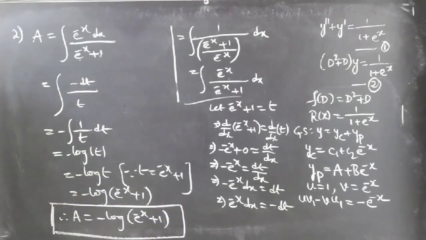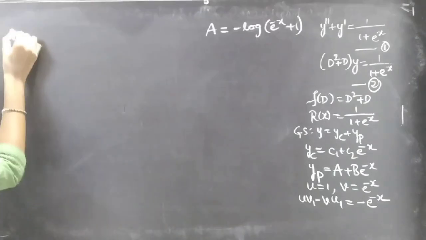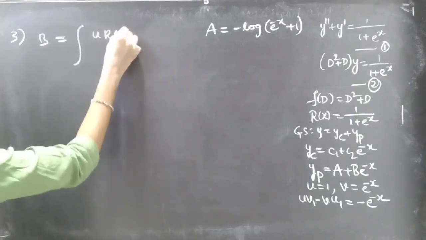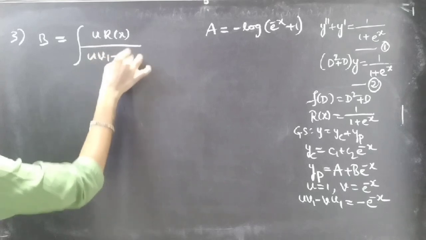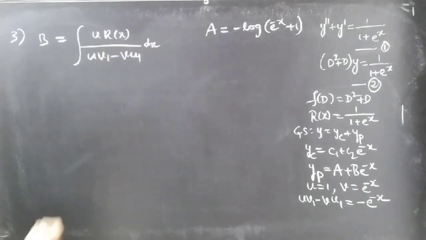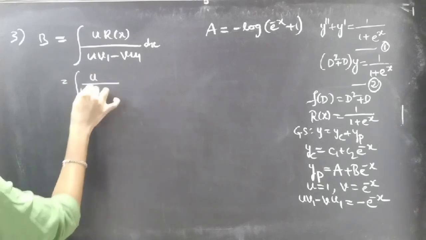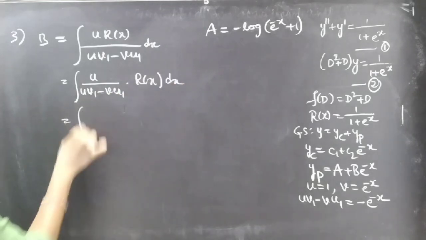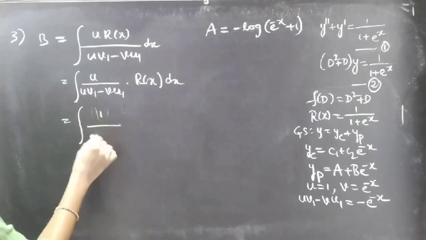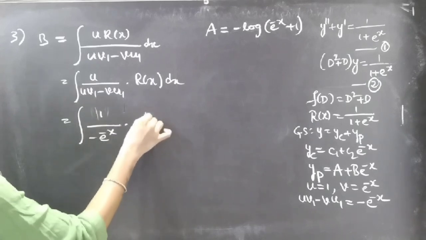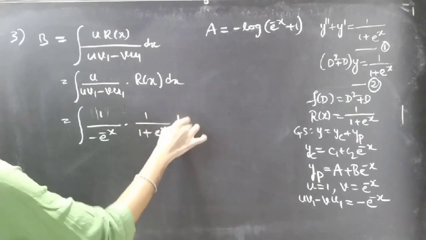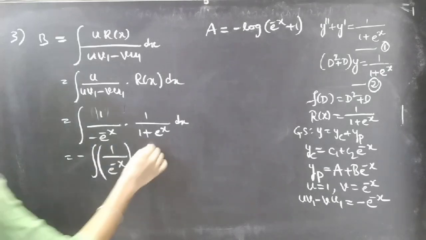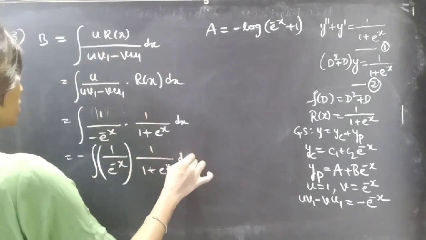Now coming to b. b is given by integral u into r of x by u v1 minus v1 into dx. Here r of x is a fraction, so we'll write the integrand as u by u v1 minus v1 into r of x into dx, which is equal to u1 by u v1 minus v1, that is minus e power minus x, into r of x, which is 1 by 1 plus e power x, dx. Or we can write it as minus integral 1 by e power minus x into 1 by 1 plus e power x into dx.